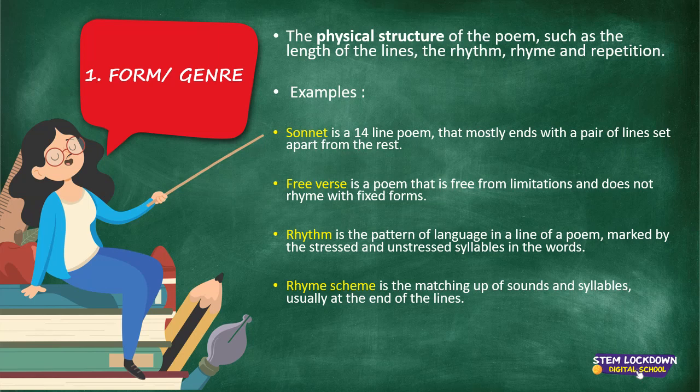Okay. So all of these things, we are able to identify them without going in depth with the poem. You can just by browsing through and looking at the structure of the poem, be able to tell, okay, this is a sonnet, or this is a free verse, or this is a rhythm, or this is a rhyme scheme. So when you are talking about form, you are talking about the physical structure of the poem, such as the lines, the rhythm, the rhyme, and repetition. Okay. Awesome.